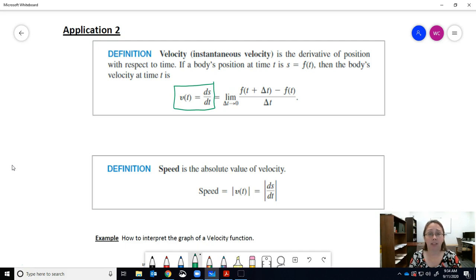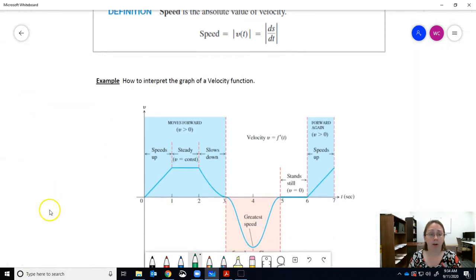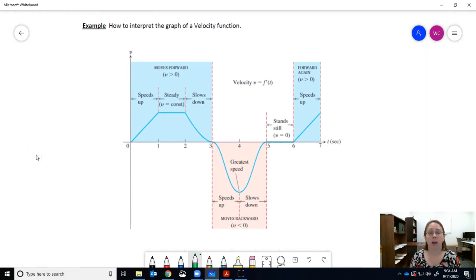Speed is the same as velocity, but with an absolute value sign, so it's always positive. It doesn't have a direction with it. It just tells you the speed. Whereas velocity is speed and direction. So let's see if we can talk about a graph and how this graph can inform us more about what's going on.